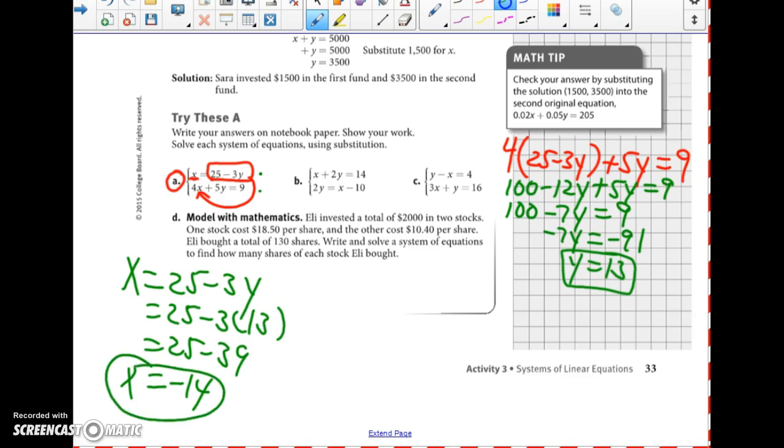Okay, so there's that. Now here comes the thing. So is that the answer? X equals negative 14 and y equals 13? Is that the final answer? No, it's not. So how do you write the final answer?